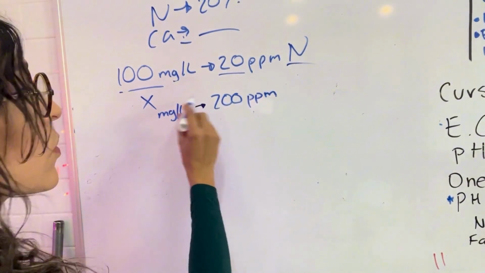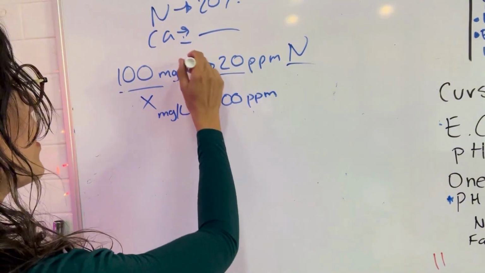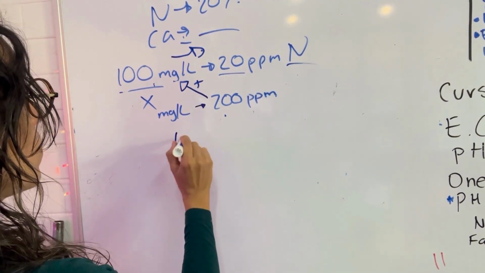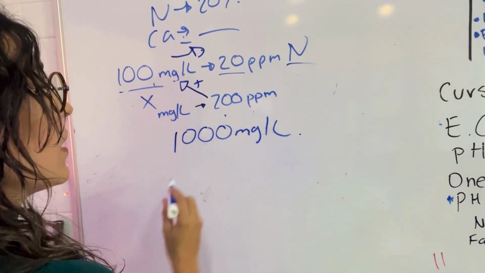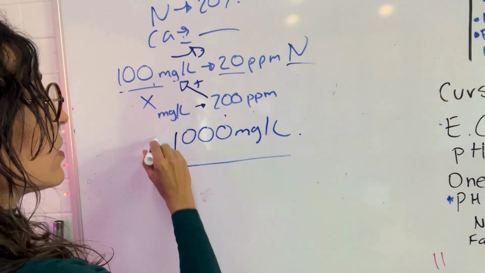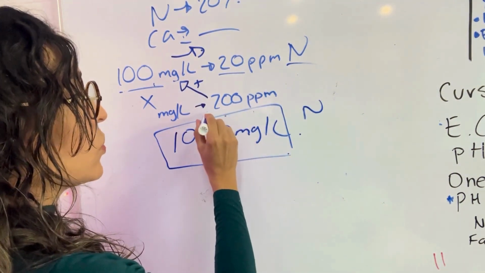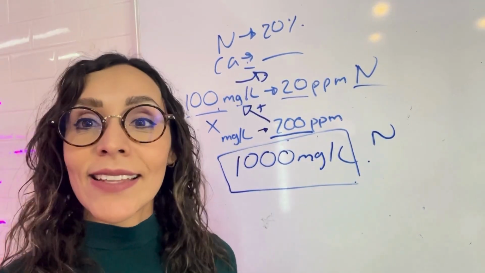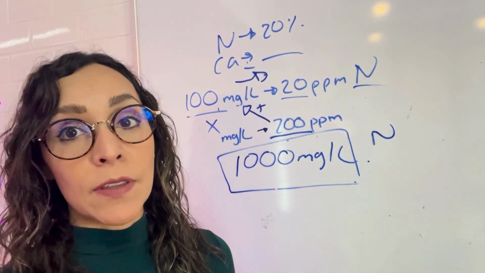This is a rule of 3. You just need to multiply here and divide here, and that will give you 1000 milligrams per liter, meaning that you need to add 1000 milligrams per liter of the fertilizer in order to hit 200 parts per million. And that's it. That's how you add your fertilizer in order to target a specific ppm.